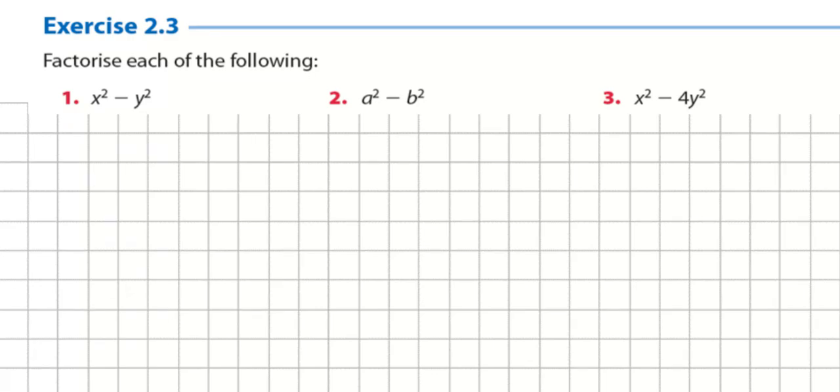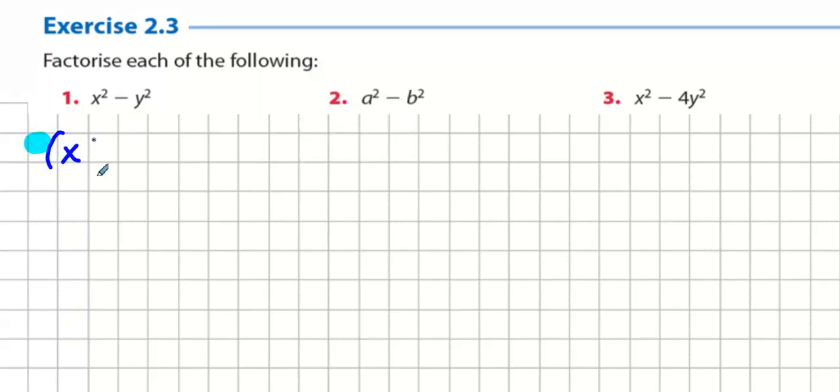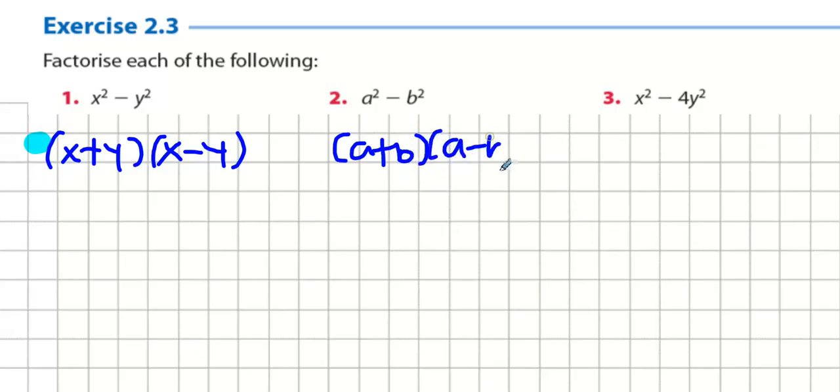Off answers. Some of you understand this, some of you don't. But what do we get? x plus y and x minus y for the first one. Okay. And what do we get for the second one? a plus b and a minus b. These are the difference of two squares.